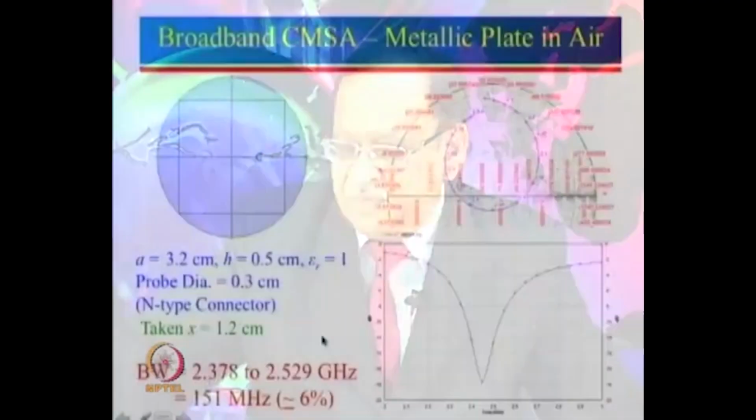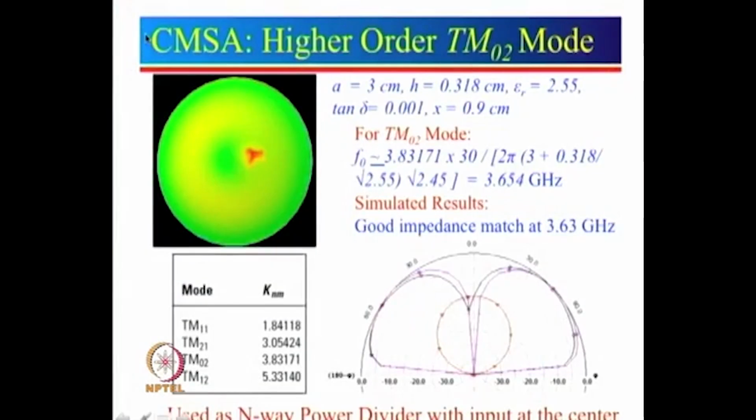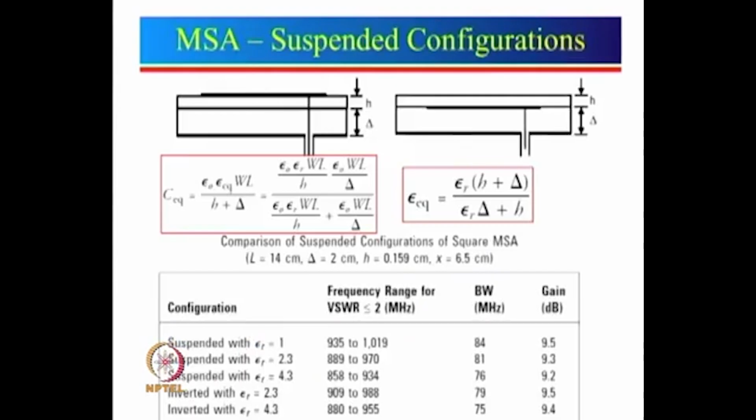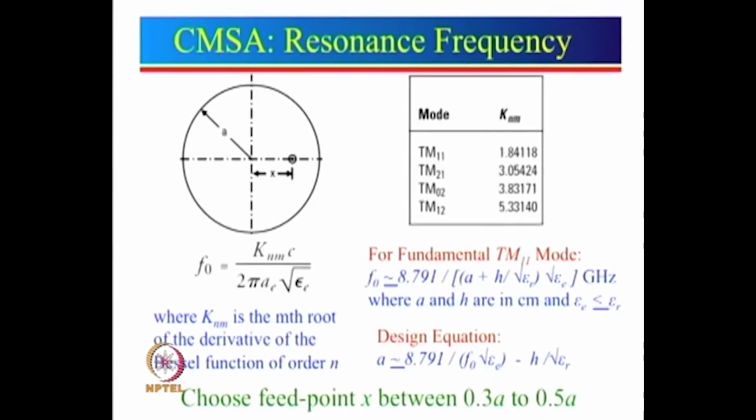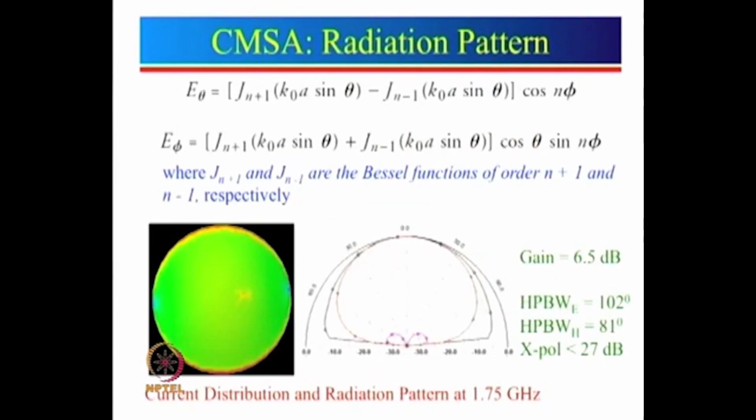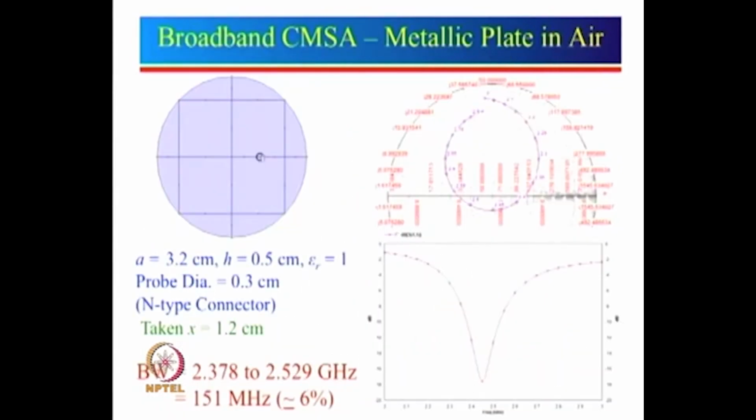So generally speaking, this can be modeled in a very simple way. Instead of using a in the expression, all we need to do is use a effective. I will just show you what you need to do: you just add the term here, a plus t plus h by square root epsilon r, where t in this case can be 1 mm or 0.5 mm or 2 mm, whatever the thickness is. That is all you need to do for the modification, and then the results will come and you can calculate accordingly.